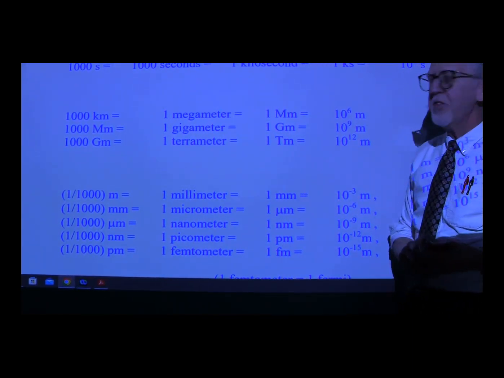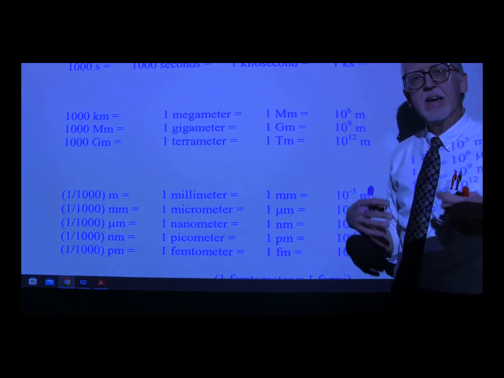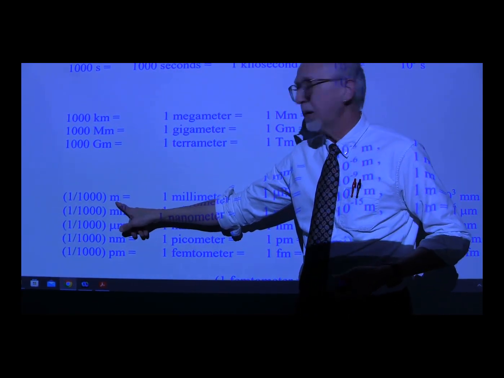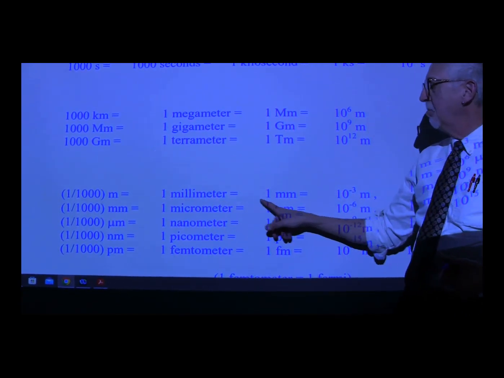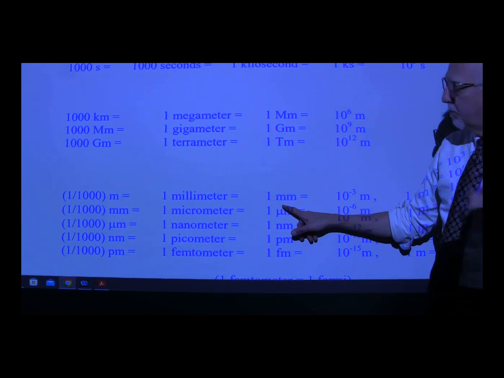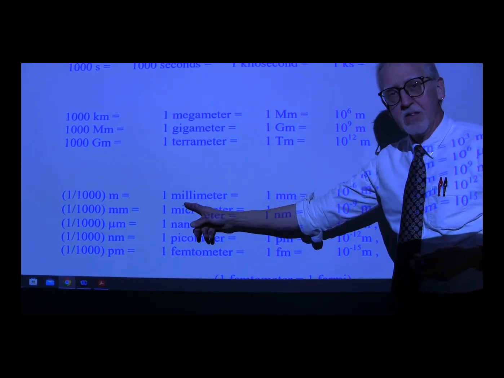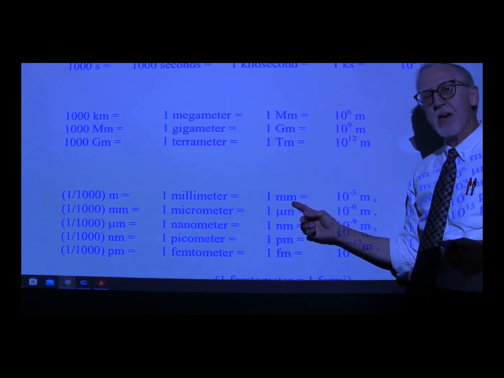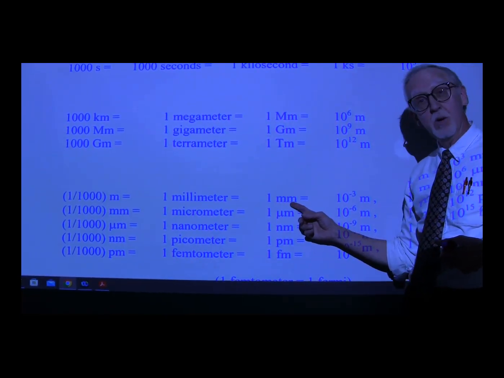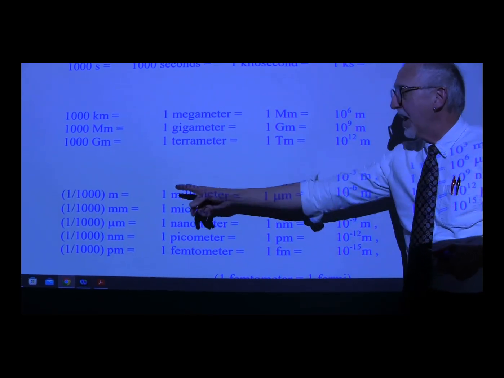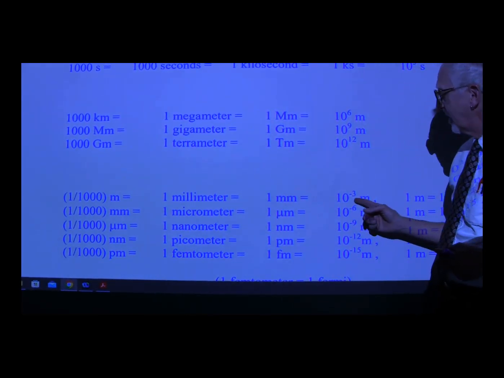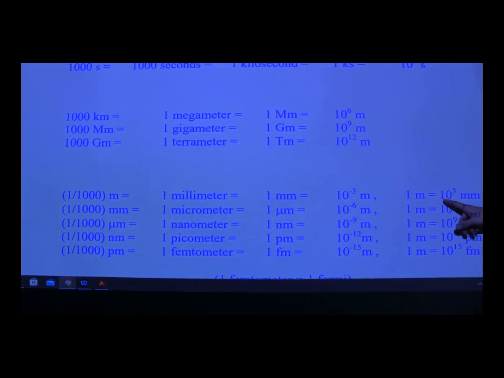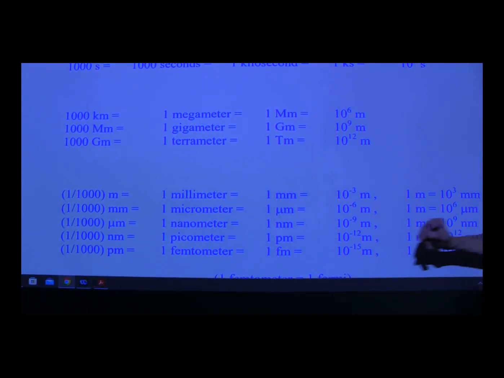We can also go the other way and use prefixes to indicate smaller quantities. We can have 1,000th of a meter, and this is a millimeter. Now we've got to be a little bit careful here because the abbreviation for milli is a lowercase m. So we've got a lowercase mm. The first m is milli, the second one is meters. So 1,000th of a meter is a millimeter, or 10 to the minus 3 meters. Or 1 meter is 10 to the 3 millimeters.